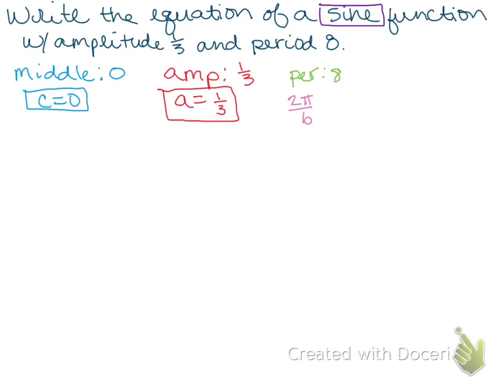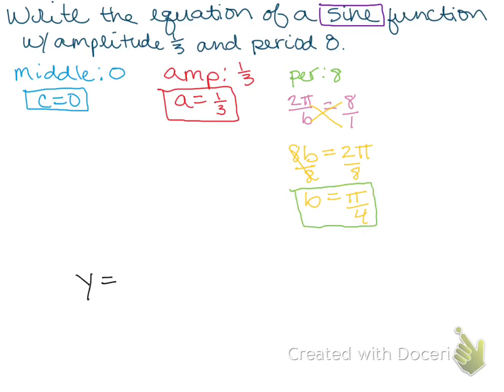And for period, it's 2 pi over b equals 8. Put 8 over 1. Cross multiply. So I get 8b equals 2 pi. Divide both sides by 8. So I get b equals pi over 4. So my equation, y equals 1/3 sine pi over 4x.